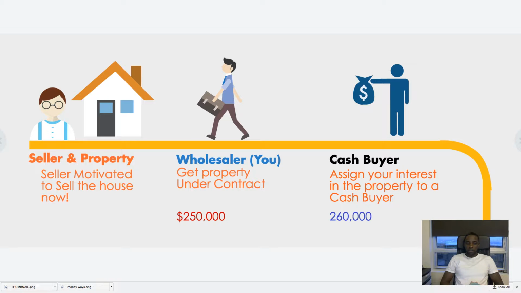You assign this property to a cash buyer for $260. So you have a contract with the seller, and then you have an assignment agreement with a cash buyer to take over the contract you have with the seller for $260. So you're selling your interest to buy the first transaction, buy the house in the first transaction.